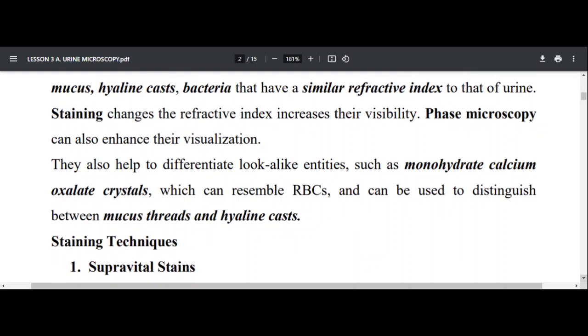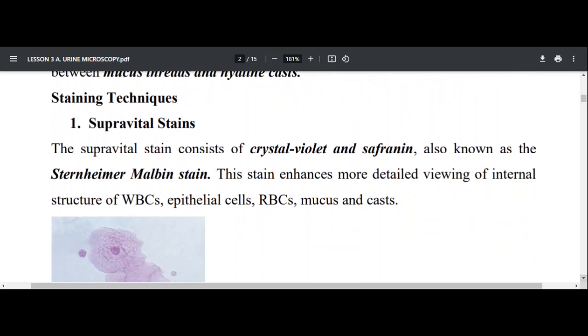They also help to define look-alike entities such as calcium oxalate monohydrate crystals, which can resemble RBCs, and can be used to distinguish between mucus threads and hyaline casts. As for staining techniques, you can use Sternheimer stains. The Sternheimer stain is one of the stains that we use for urine sediment or urine microscopy. These stains contain primarily crystal violet and safranin, for example the Sternheimer-Malbin stain. The Sternheimer-Malbin stain is a very commonly used supravital stain, and it can enhance the detailed view of the internal structure of WBCs, for example, and also epithelial cells, RBCs, mucus and casts, because in some cases they can look alike. So we need to distinguish them using a stain like Sternheimer-Malbin.